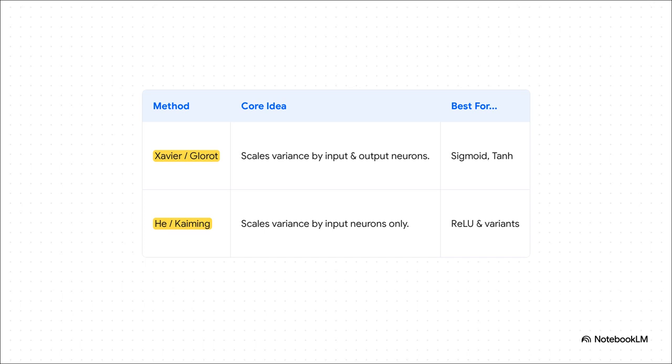But then the ReLU activation function came along and became super popular. And because ReLU isn't symmetric, it just chops off all the negative values, we needed a new hero. And that is He initialization. It's built specifically for ReLU, and it accounts for the fact that half the information is getting zeroed out. This keeps the signal from slowly dying as it moves through the network.